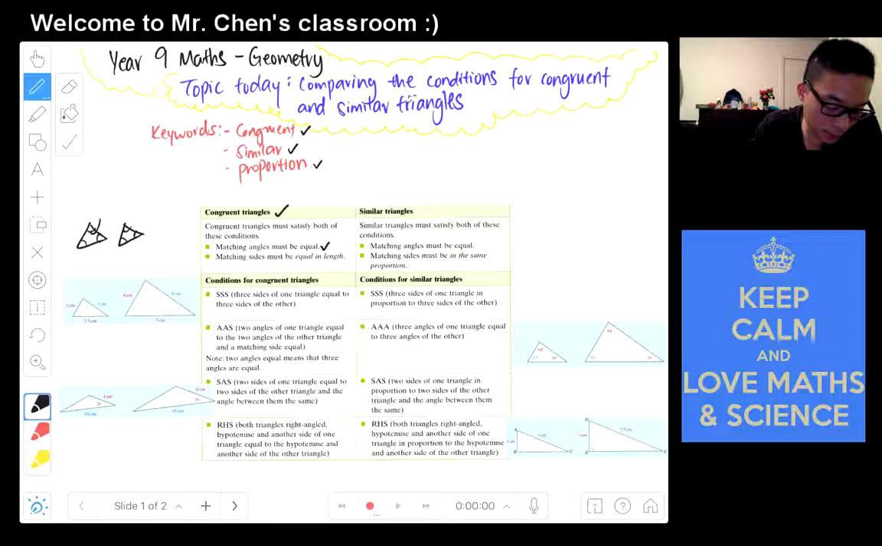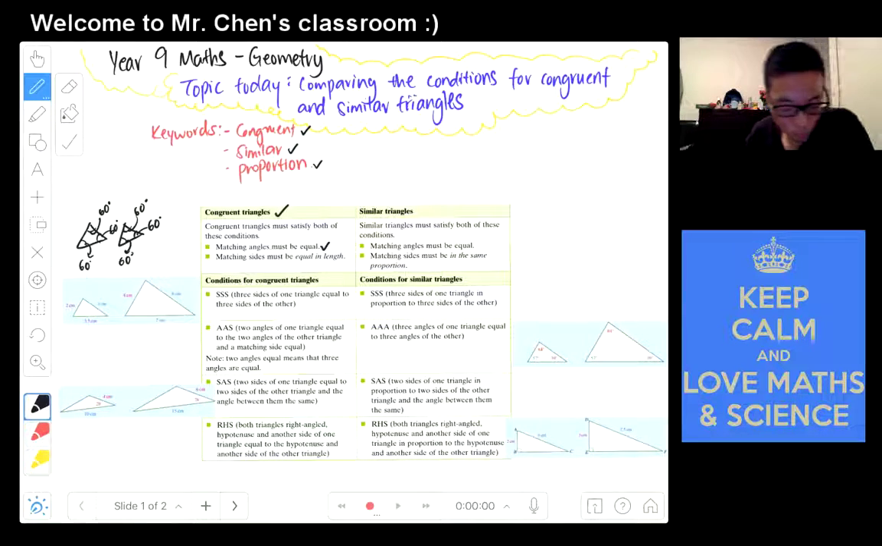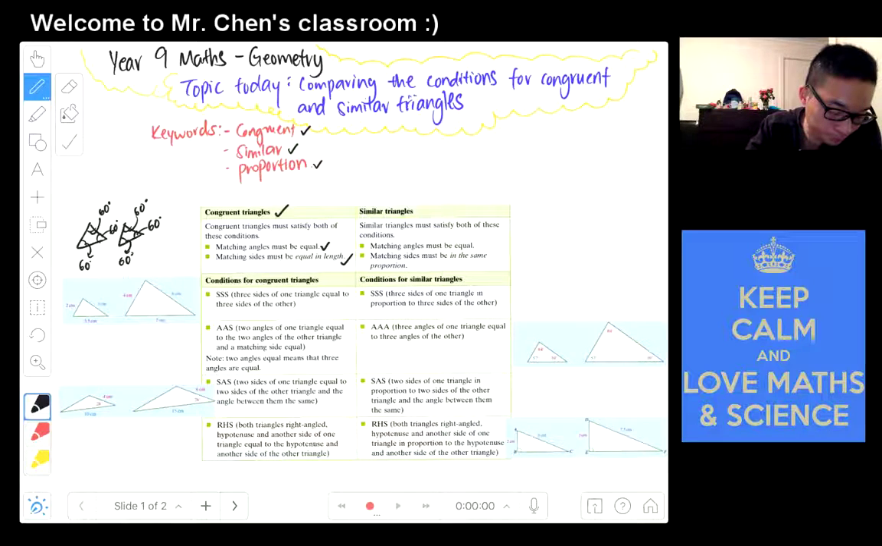So if this is 60 degrees, this has to be 60. If that is 60 as well, this has to be 60, and that has to be 60. All of them need to have exact matching angles. Another condition is that the sides must be equal in length. So if this is 5 centimeters, this one has to be 5 centimeters, and vice versa. They all have to be the same.